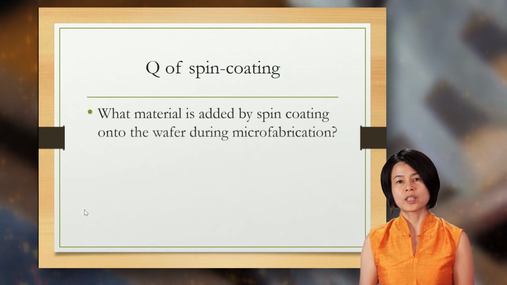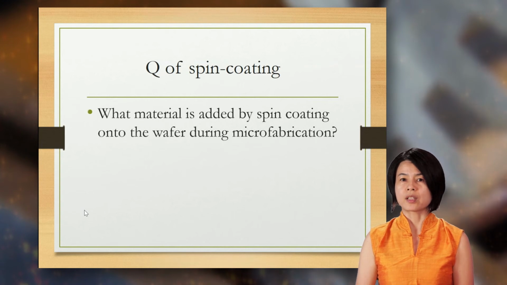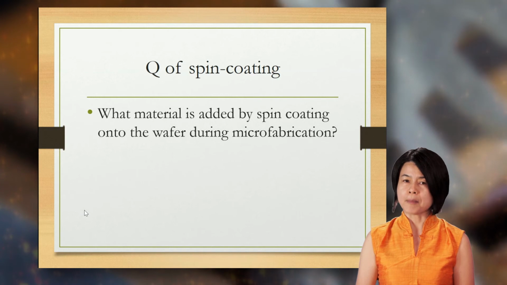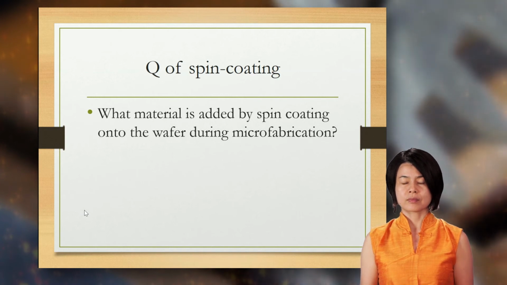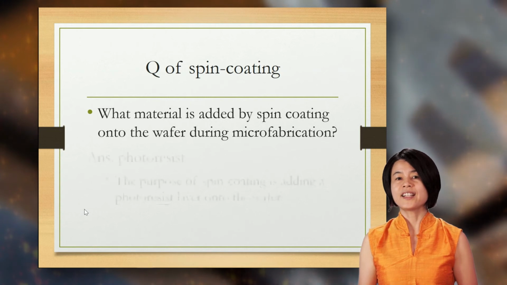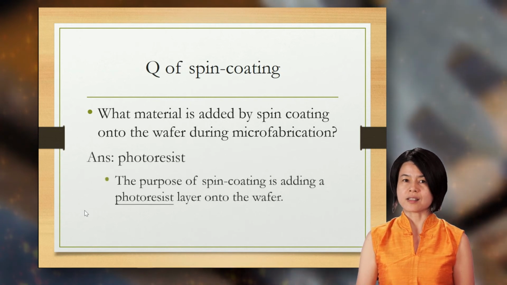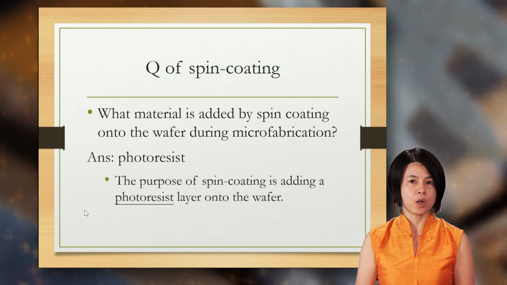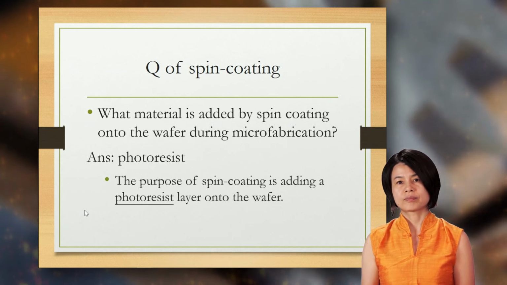Question of spin coating. What material is added by spin coating onto the wafer during microfabrication? Alright, the answer is photoresist. The purpose of spin coating is adding a photoresist layer onto the wafer.